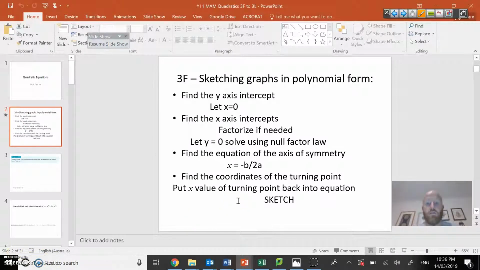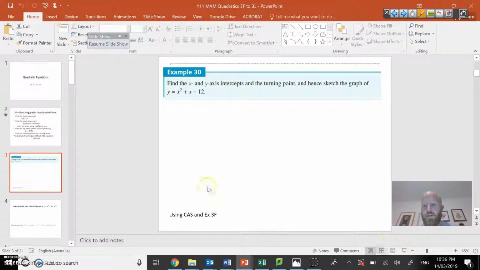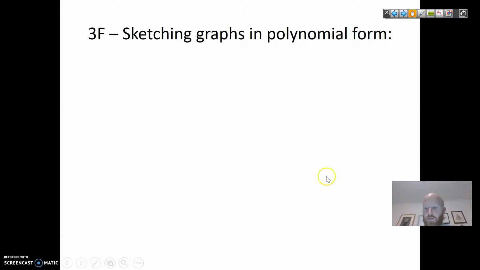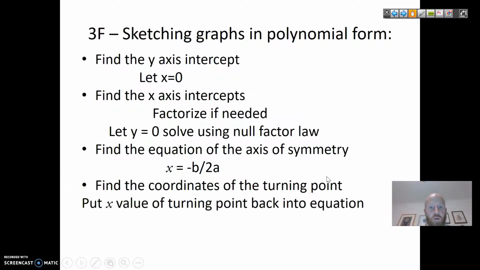Here we are, sketching graphs in polynomial form, sometimes called general form or standard form. Here is a little how-to, if you want that in your summary book or just to refer to while you're reminding yourself how to do this from year 10.